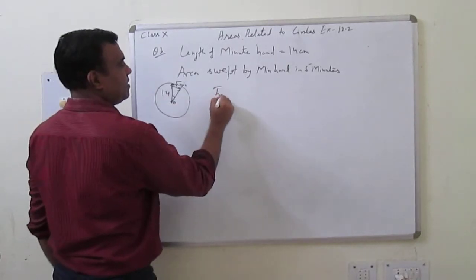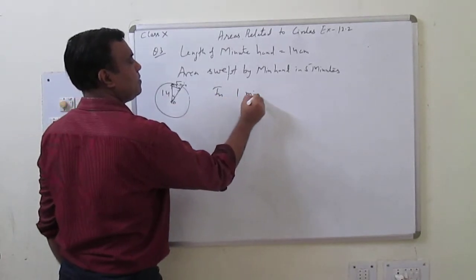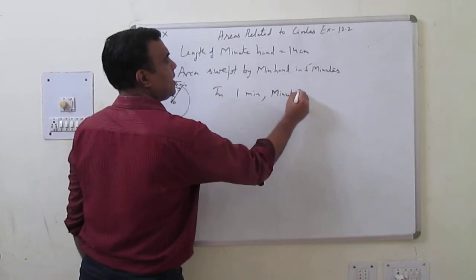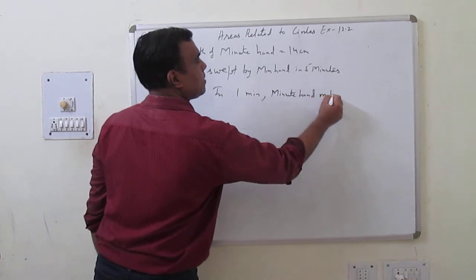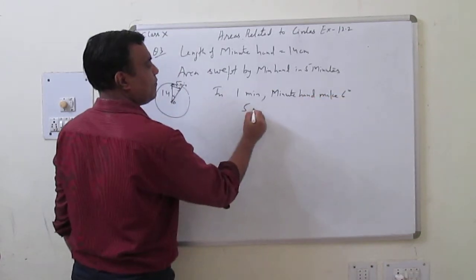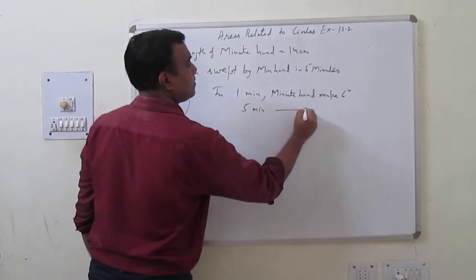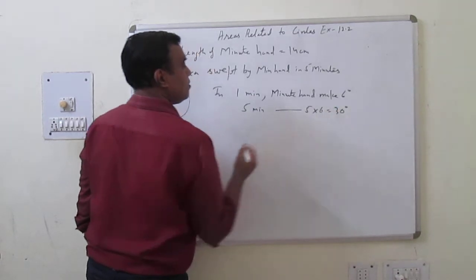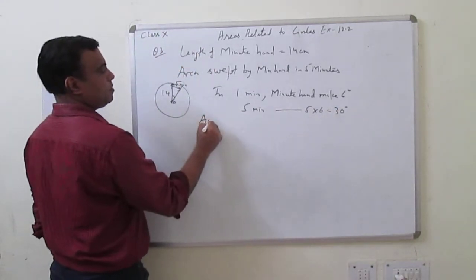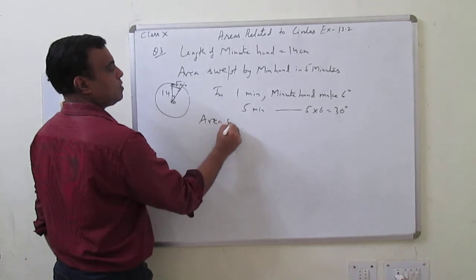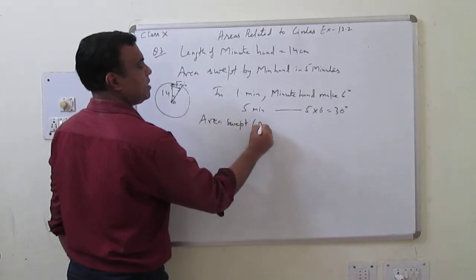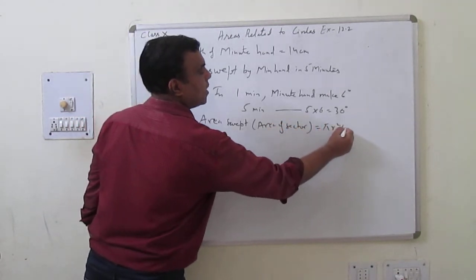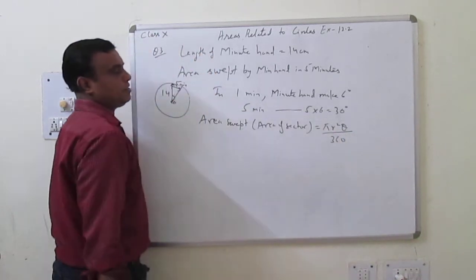We know that in 1 minute, the minute hand makes 6 degrees. In 5 minutes, the minute hand makes 5 into 6, that is 30 degrees. So the area swept by the minute hand is the area of a sector, that is pi r square theta upon 360.